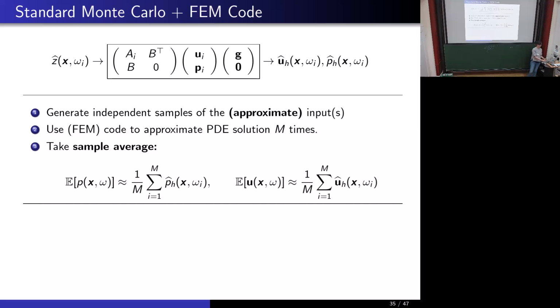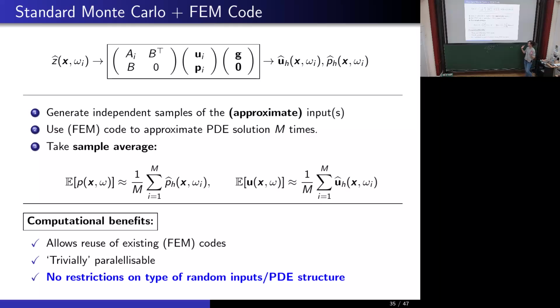So z hat is just some approximation to the random inputs of my problem. You stick them in your finite element code. For this model, you have to solve linear systems that look like this. And what comes out are samples of your PDE solution. And the Monte Carlo method just says you do that m times, m is your number of samples, and you average the results.